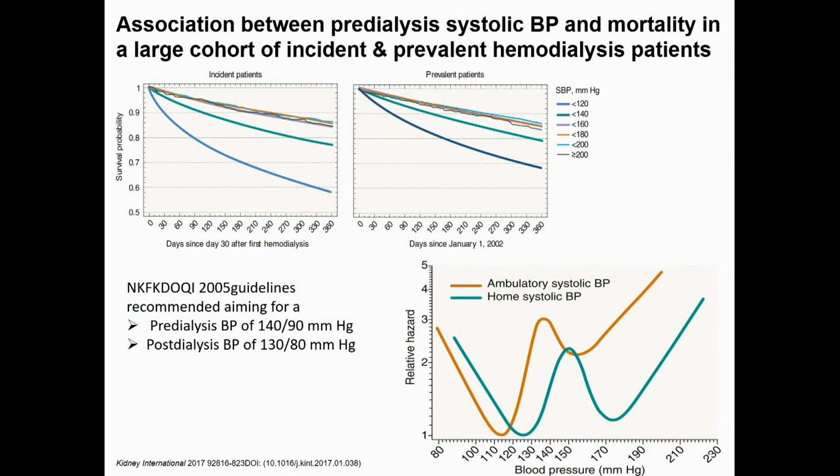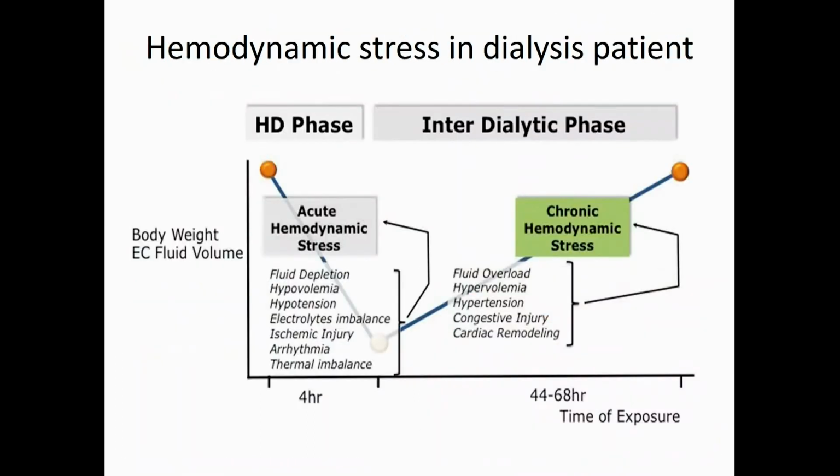So BP control is also a must. If their BP is more than 200, the outcome is very poor as compared to 120 to 160, though they are overlapping. So the relative is better. If you have more than 140, then the post-dialysis target should be 130/80, which is the best.